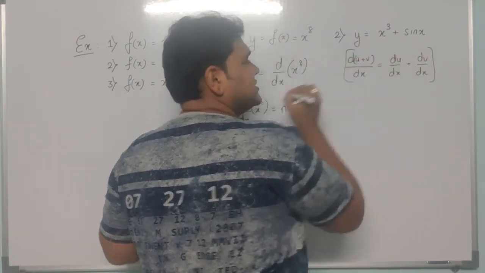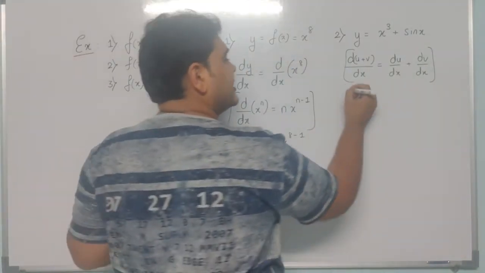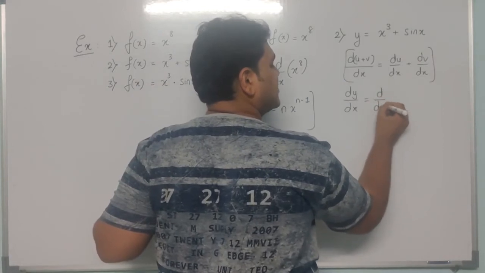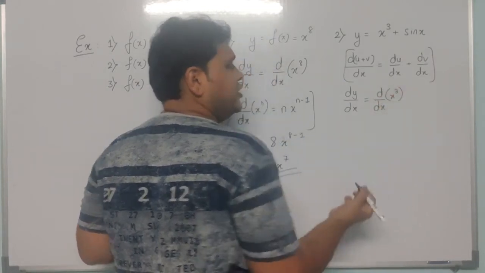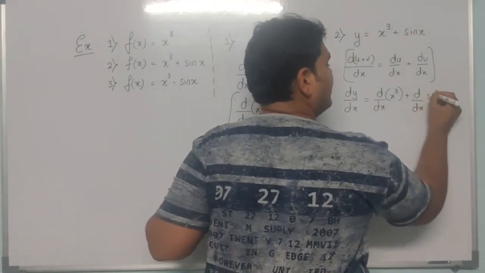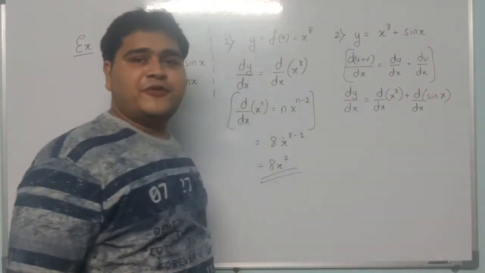I hope you remember this. So if I say apply over here, I can say dy by dx will be d by dx of x cube. This is like u for me, and this d by dx of sin x. This is like v for me.